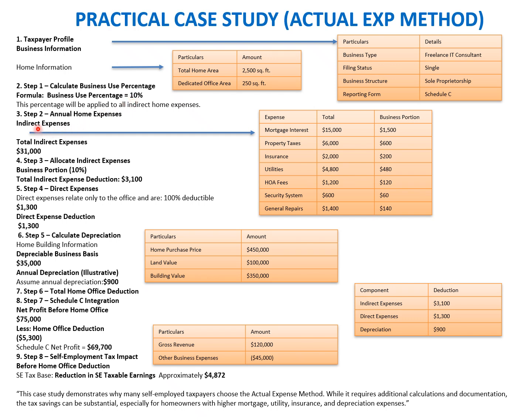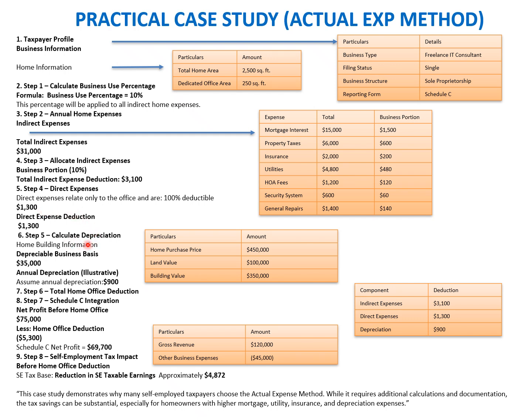Step two is we'll sum up the total actual expenses. The expenses sum up to 31,000, and the business portion is 10% of the same, which is 3,100. Total direct expenses, assuming it is 1,300. So total direct expense is 1,300, and then we have the indirect expenses as 3,100. So we have the total expenses as 3,100 plus 1,300.